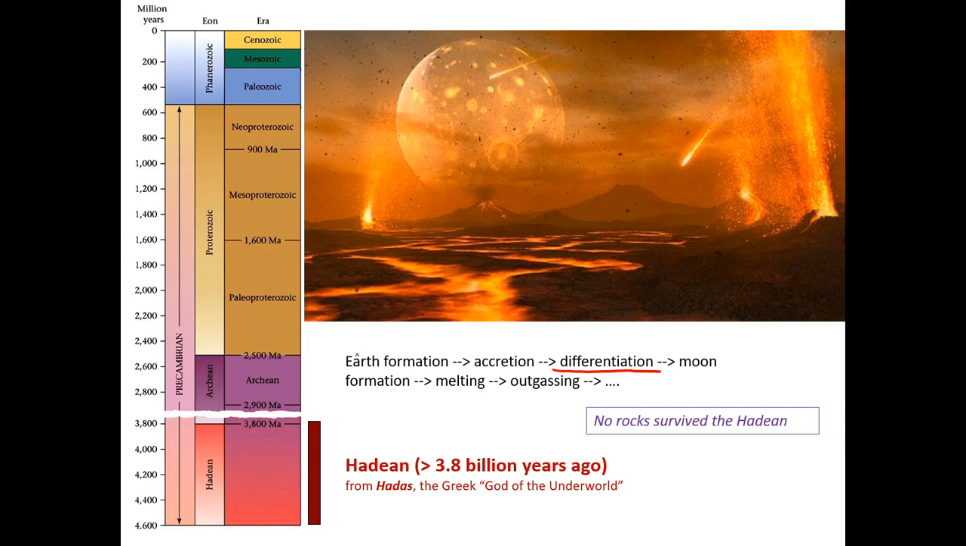We have the moon forming. We have melting, and we have outgassing. Outgassing means that all the gases trapped within the Earth, all of the liquid water, start to be released onto the surface. We do not have any rocks from the Hadean. We do not have any minerals. Well, we might have a mineral surviving from the Hadean.